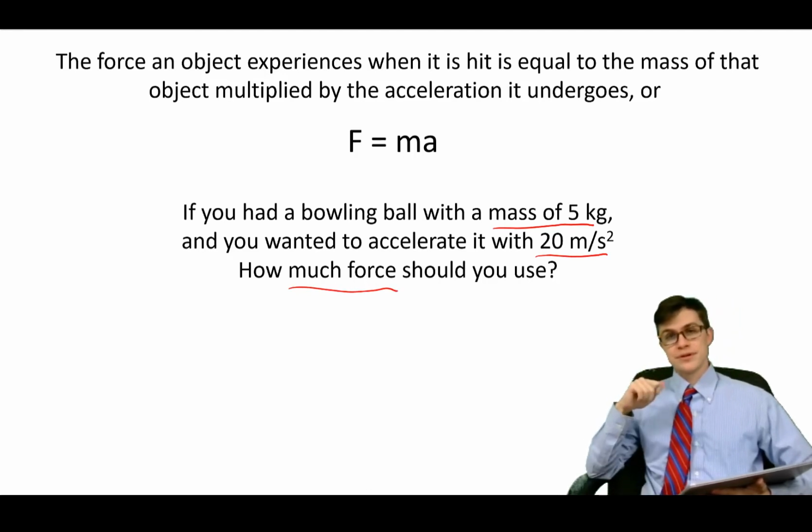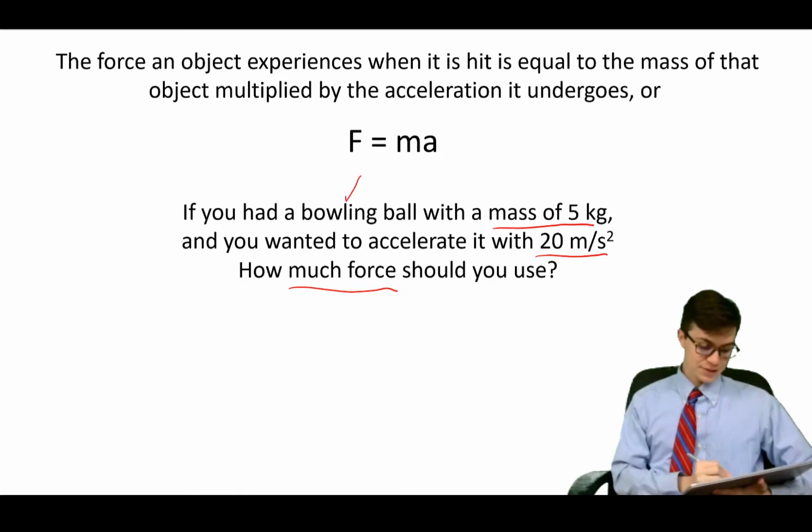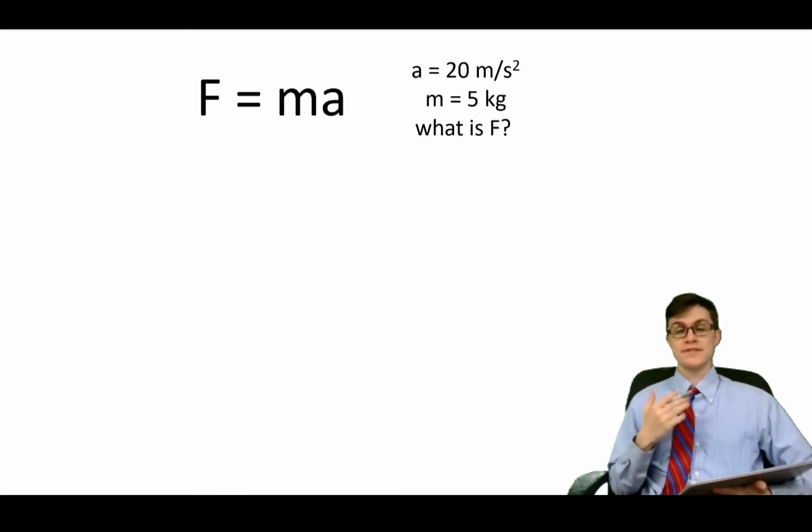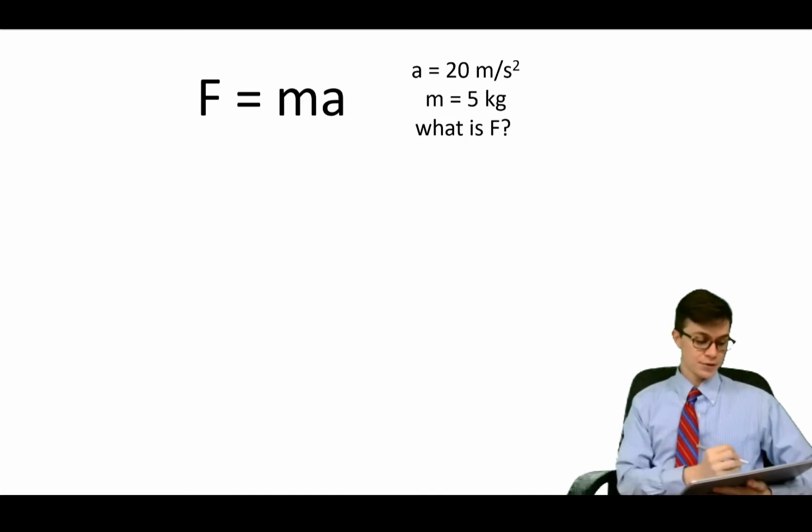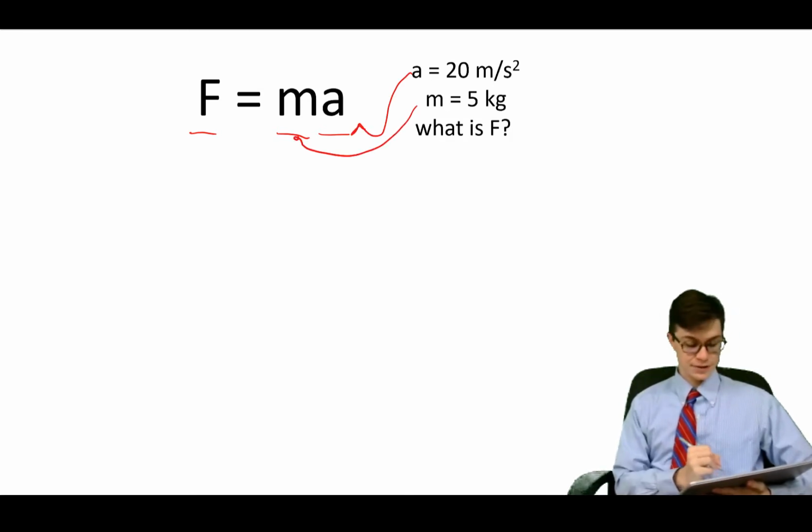Some of this is not very important. It's not important that this is a bowling ball. That doesn't really matter. The important things for the purposes of this calculation are everything that can go in this equation. So we need an F, an M, and an A. Now I have an A, it was 20 meters per second squared. I have an M, it was 5 kilograms.